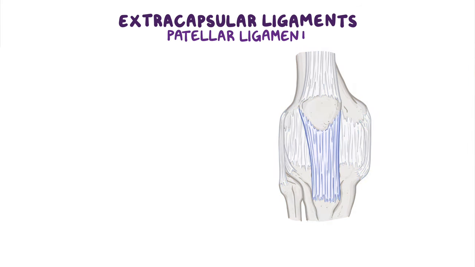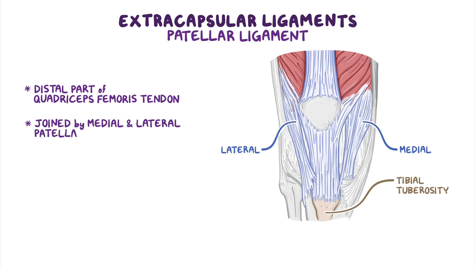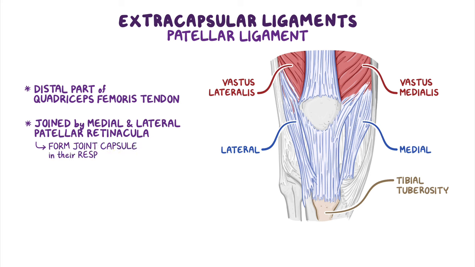The patellar ligament, the distal part of the quadriceps femoris tendon, is a thick fibrous band passing from the apex and adjoining margins of the patella to the tibial tuberosity. On its lateral sides, it is joined by the medial and lateral patellar retinacula, which are expansions of the vastus medialis and vastus lateralis respectively, which form the joint capsule in their respective areas and help maintain alignment of the patella throughout its movement during knee flexion and extension.